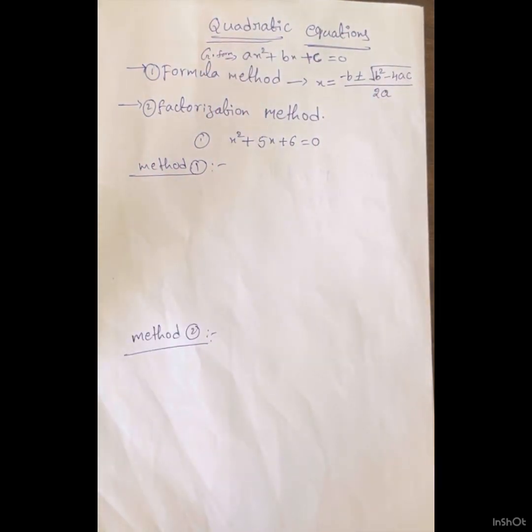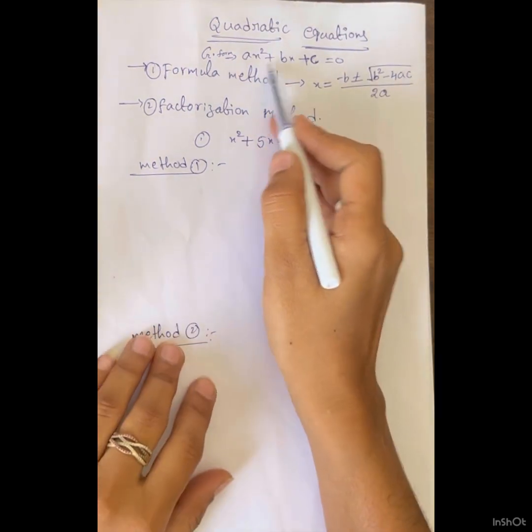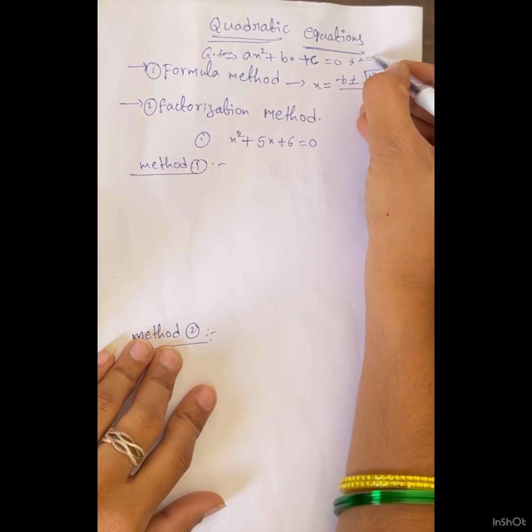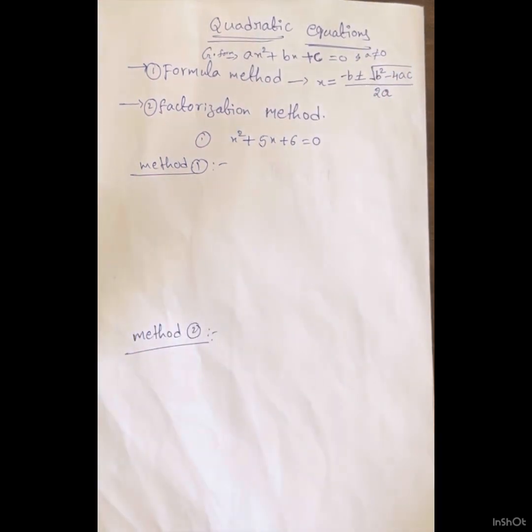General form of quadratic equation is ax square plus bx plus c is equal to 0. Here a must not equal 0. This is the quadratic equation form. So we know already the highest power is 2. That is nothing but the quadratic equation.